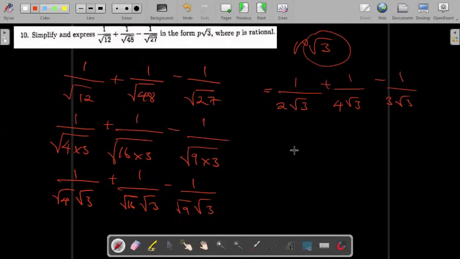So now, what can I do with what I've gotten here? They're telling me I must have this form p root 3, where p is a rational number. So here, can I simplify this further on? Of course I can. I can try to put this into a single fraction. If you're seeing what is going to be our common denominator for all these three, yes, you can respond. Anyone? What's our common denominator here?